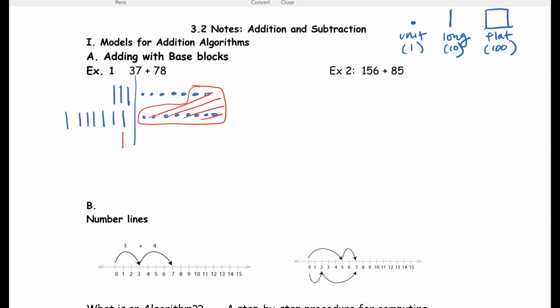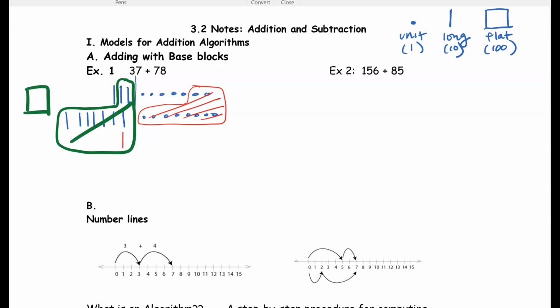And then I'm going to do the same thing with longs. So I'm going to circle 10 longs. 1, 2, 3, 4, 5, 6, 7, 8, 9, 10. Okay, we've got 10 longs here. And I'm going to cross that off. 10 longs is equal to a flat. 10 tens is 100. Okay.